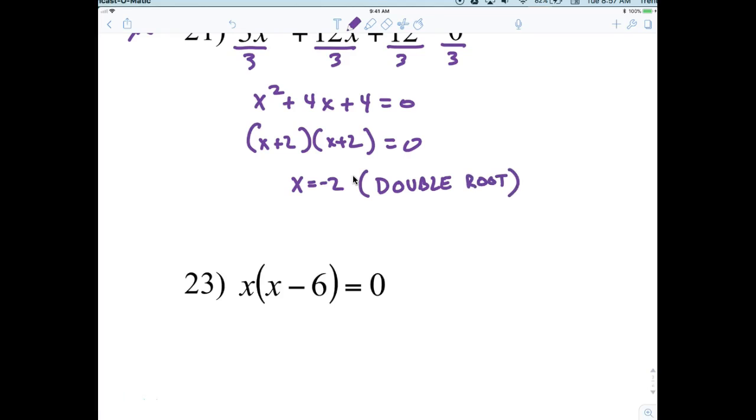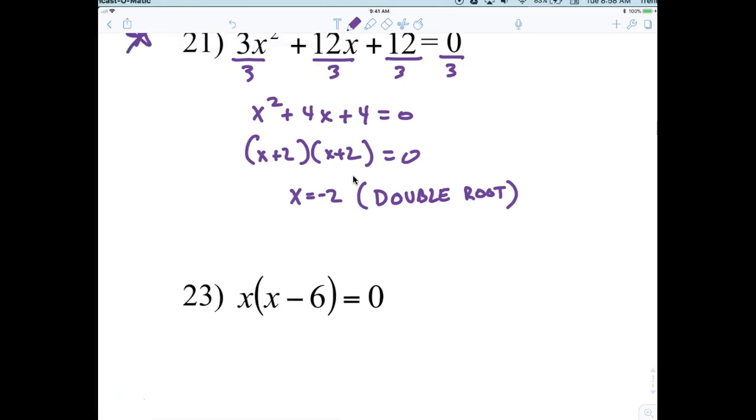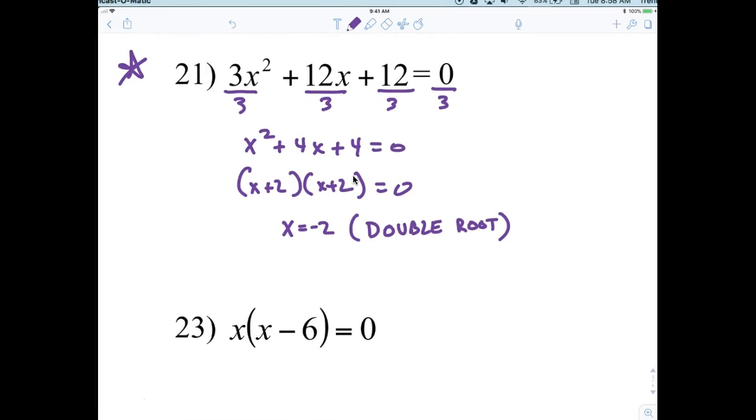And negative 2, I want you to put in parentheses, is called a double root. Why do we call it a double root? Because the same solution occurs twice. So x equals negative 2 or x equals negative 2, though it's not necessary to write it twice. Why can't you just do 3x? Because you always want to divide out the greatest common factor.